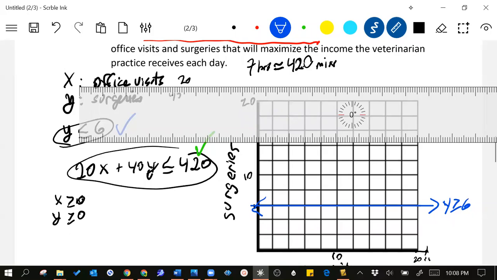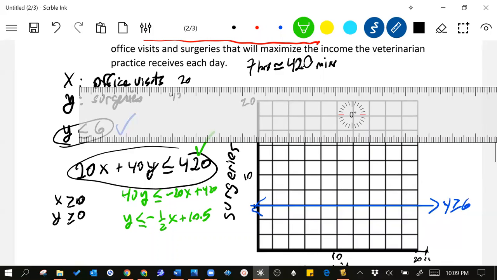We need to divide and graph and see what's, for this one, I need to change this one around. So I need to subtract the 20x. I get 40y less than or equal to negative 20x plus the 420. Okay, and now what I'm going to do is divide everything by 40. So I have y less than or equal to negative 1/2 x plus 10.5.